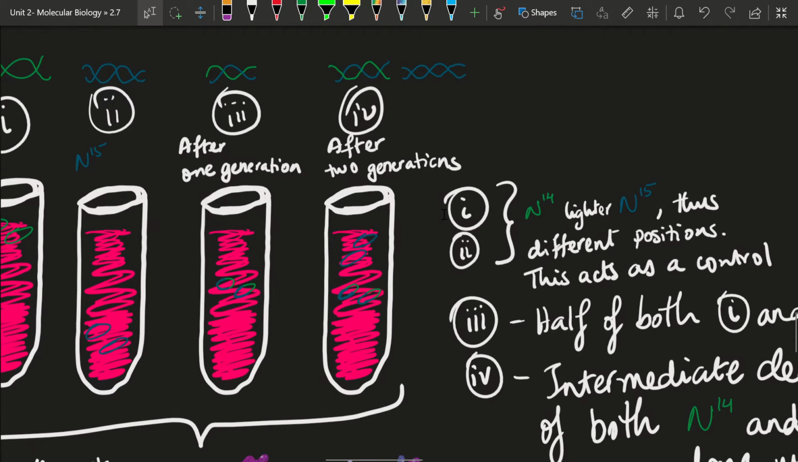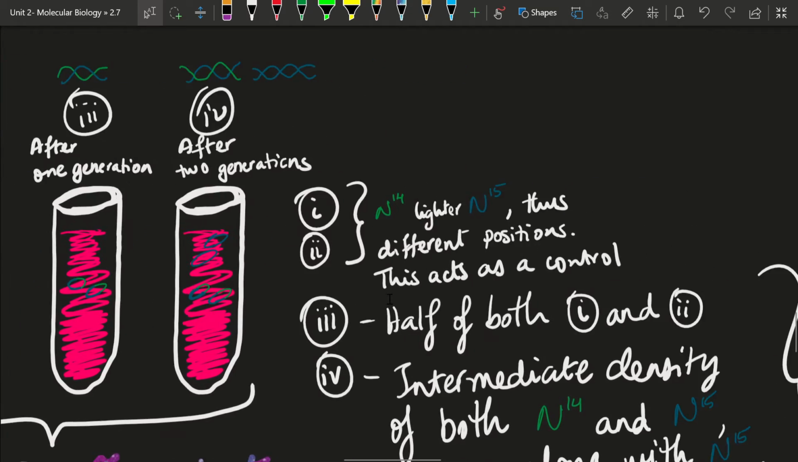After 2 generations, the N15, sorry, this is meant to be below, but basically the N15 is located at the bottom of the test tube, as well as the intermediate in the 2 generations.